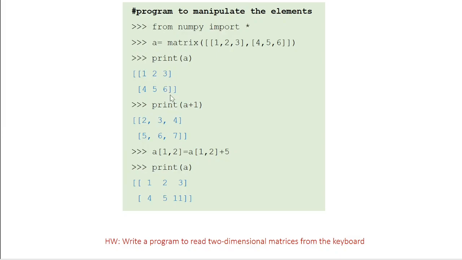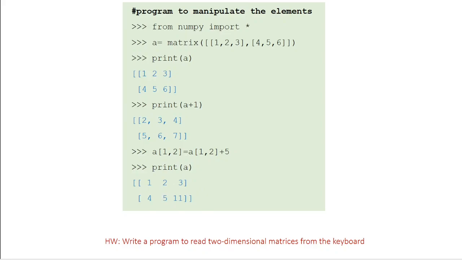If I want to change one of the elements of the matrix, for example, I want to change this element 6 into 11. So what is the index of this element? This is A12, right? First row and second column. So I can write A12 equal to A12 plus 5. Now when I print A, this is how the output is going to be. Instead of 6, I have 11. Alternatively, I can also write A12 equal to 11. So in that case also you are going to get the same output.